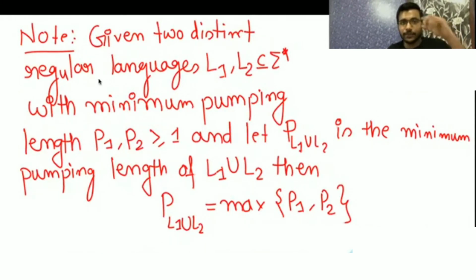So it's saying that given two distinct regular languages L1, L2 belonging to any combination of sigma star with minimum pumping lengths P1, P2 greater than or equal to 1. So for L1 the minimum pumping length is P1 and for L2 the minimum pumping length is P2, which is greater than or equal to 1. Then the minimum pumping length of L1 union L2 is going to be the maximum of P1, P2. L1 is a distinct language and L2 is a distinct language. That means L1 and L2 are different languages.